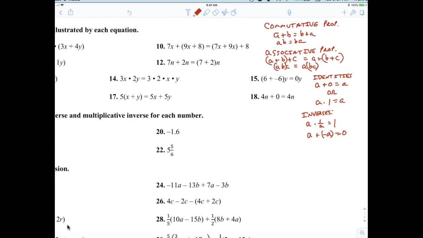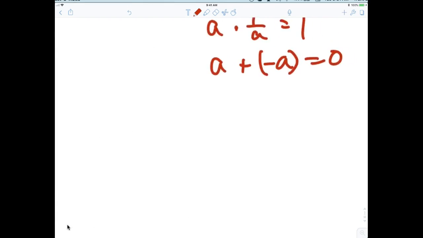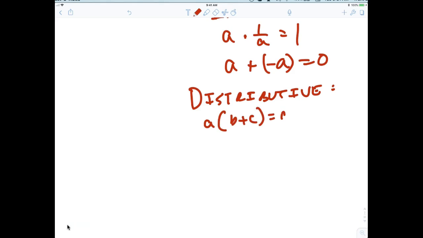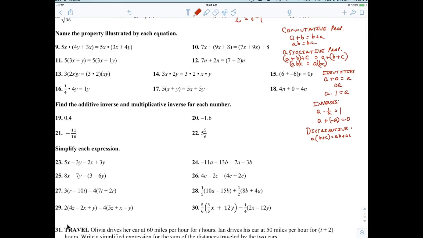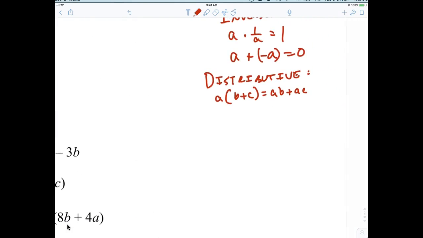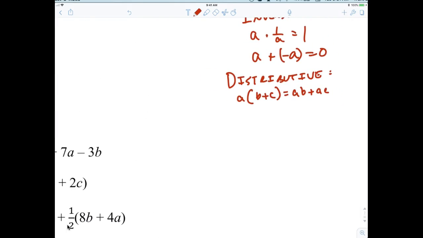All right? Now, the other one that everybody's familiar with is the distributive property. The distributive property would be A times (B plus C) is equal to AB plus AC. Is everybody good on that? We've done that for a long time, so that's not going to be the issue.